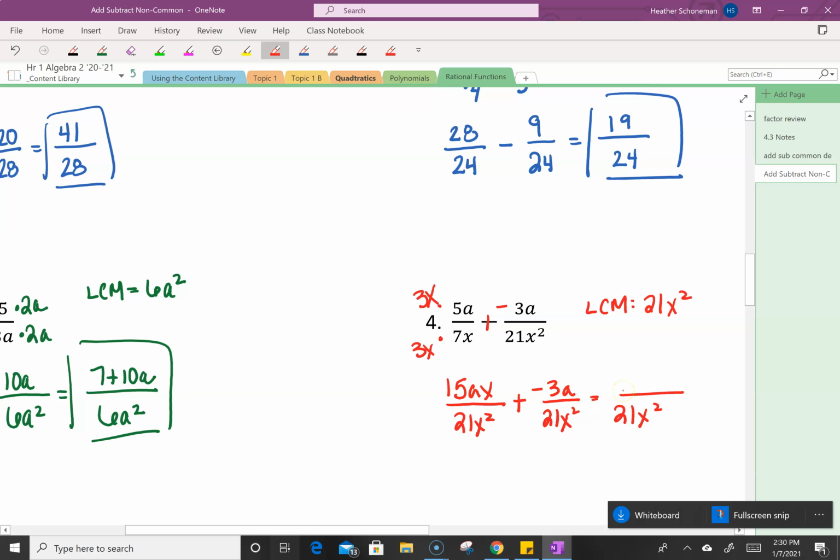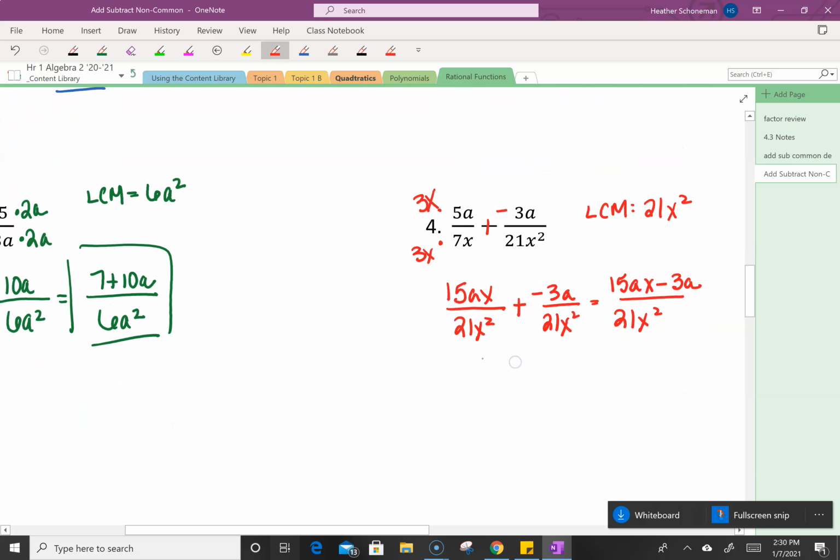Now that I have common denominators, I can add them together, so I get 21x squared. In the top, those are not like terms, so because they're not like terms, I can't combine them, so I get 15ax minus 3a. Now, when I'm done, I need to check to see if anything simplifies, and I do that by factoring the numerator. Well, it's kind of a weird one, but I can take out a greatest common factor of 3a, and that leaves me with 5x minus 1 all over 21x squared.